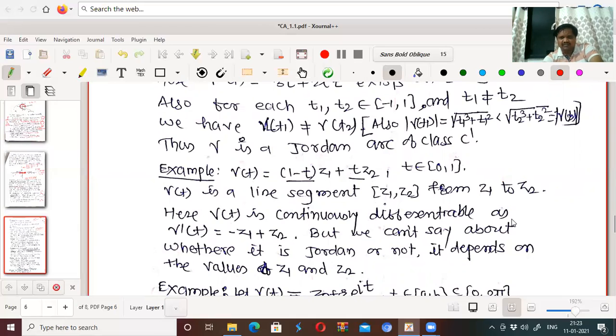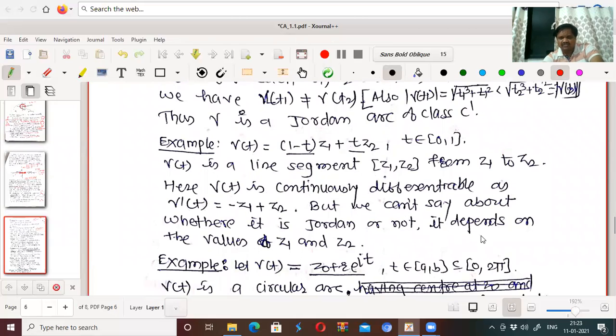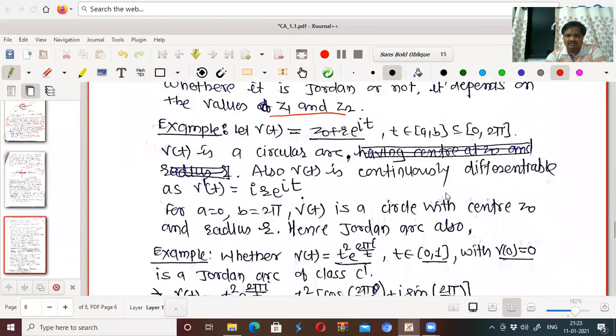Here gamma t is continuously differentiable as its derivative exists, but we can't say whether it is a Jordan arc or not. It depends on the values of z1 and z2. If z1 is 0 and z2 is 0, what will happen? Gamma t is 0 only. It intersects at one point, so we can't say whether it is a Jordan curve or not. Or if z1 and z2 are such that gamma at 0 is the same as gamma at 1, we can't say whether it is a Jordan arc or not. We can only say that it is continuously differentiable.